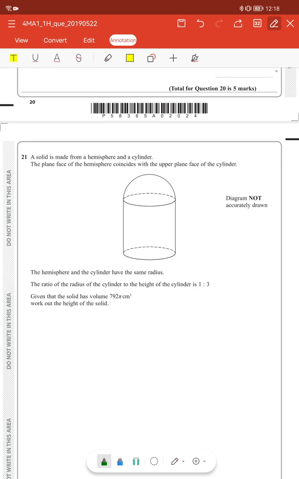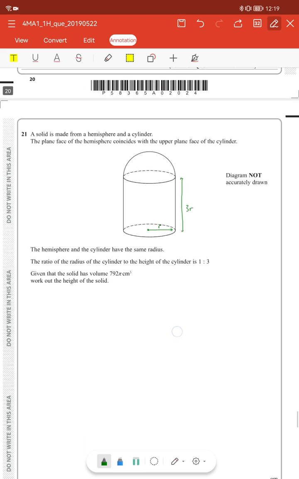A solid is made from a hemisphere and a cylinder. The plane face of the hemisphere coincides with the upper plane face of the cylinder. The hemisphere and the cylinder have the same radius. The ratio of the radius of the cylinder to the height of the cylinder is 1 to 3. So if this is R, this height here would be 3R. Given that the solid has a volume of this amount, work out the height of the solid.